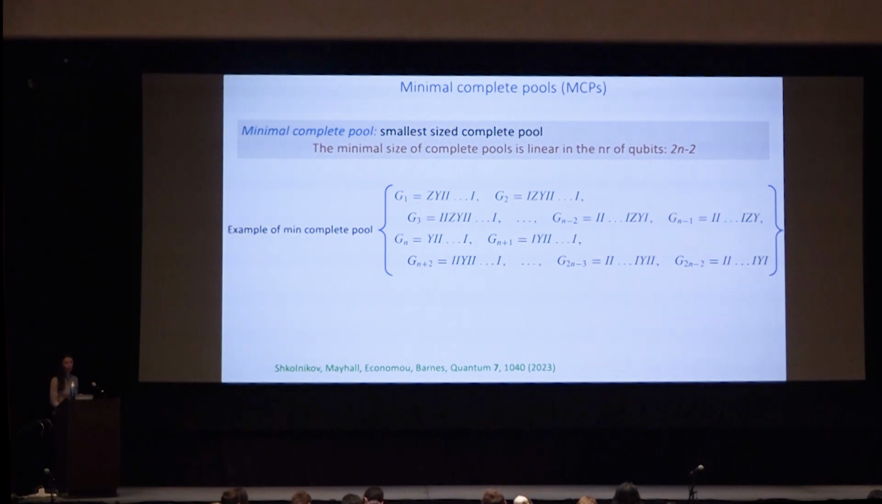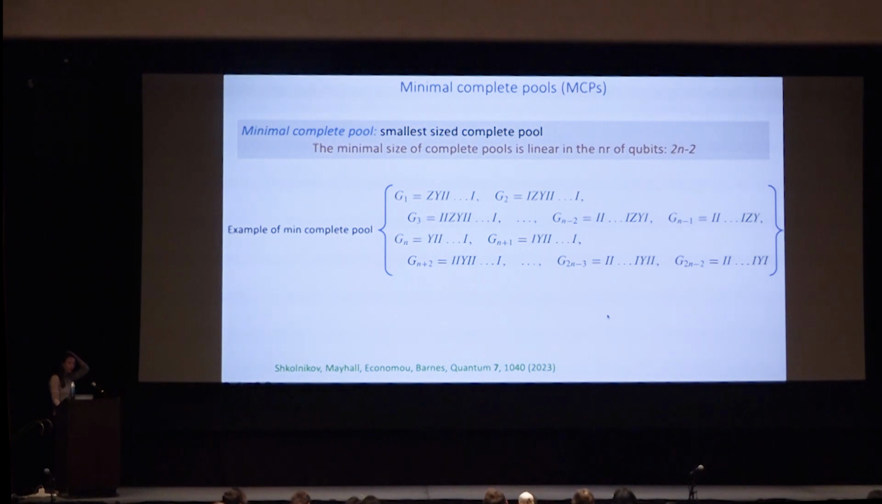What we have shown is that for the pool to be complete, it has to have at least 2n minus 2 operators. And this is actually a nice result because you see that it scales linearly with the number of qubits, which is about as good as you can hope for.